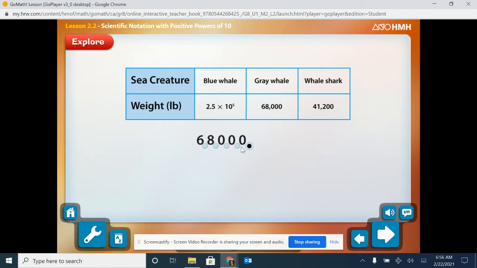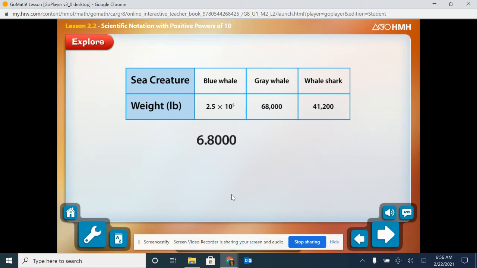So in order to make it less than 10, I know that the decimal has to be right after the 6. So I put it right there. Let me see, I have to hold it, move it. And so now I know that 6.8 is less than 10. So that's going to be my coefficient, right there, the number before the times 10.